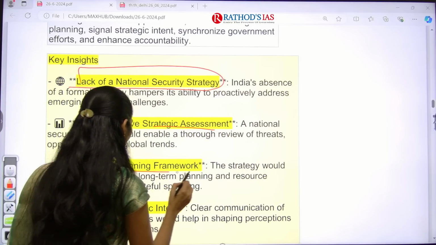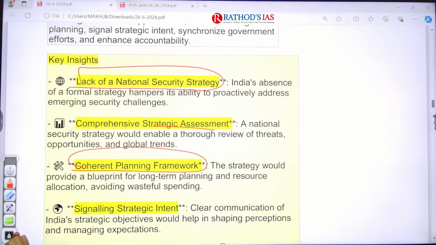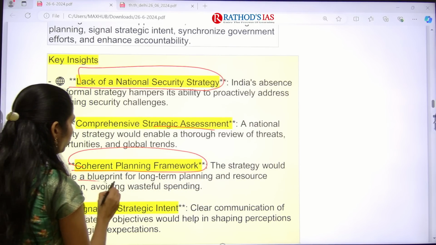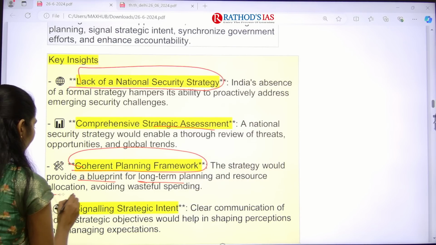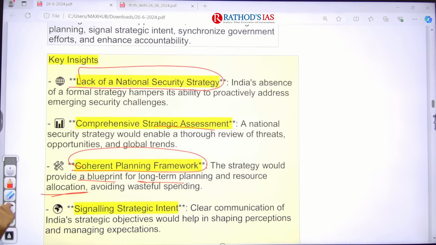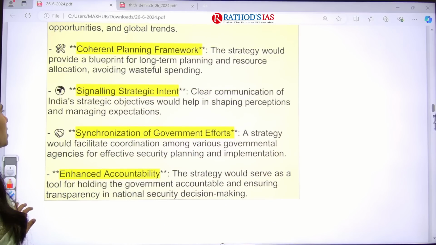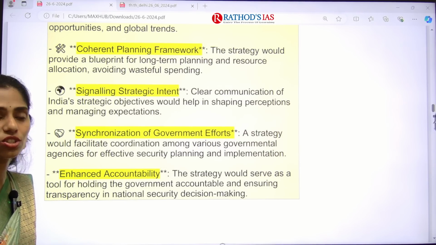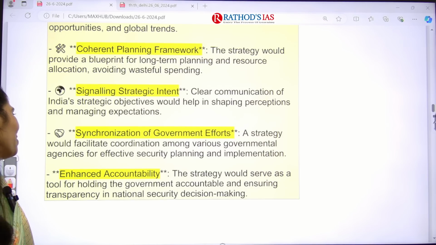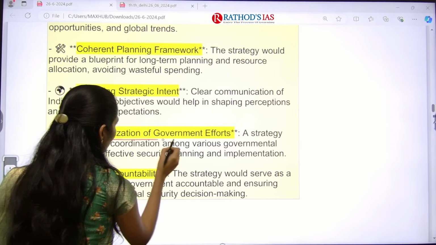And next, we need to focus on a coherent planning framework. So the strategy would provide a blueprint for long-term planning. So we have to focus on long-term planning, and also on resource allocation, and we need to avoid wasteful spending on defense. So all these are very important. And next one is, we need to focus on signaling strategic intent. So we need especially very clear communication of India's strategic objectives, and we need to manage the expectations of Indians as well as other countries, and we have to synchronize the government efforts.